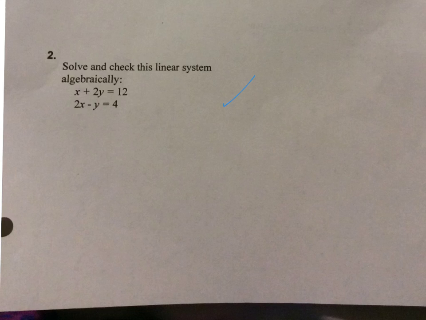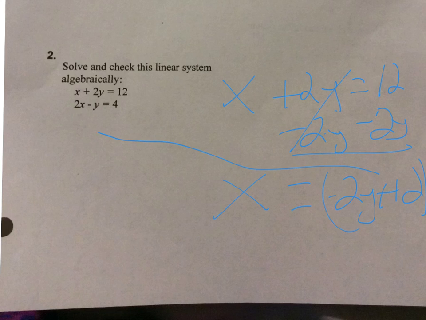So for example, I could take x plus 2y equals 12, and I could isolate x by subtracting, oops, I was supposed to subtract 2y, so let me erase that. I would subtract 2y from both sides, and then we know that x equals negative 2y plus 12, and I could substitute that in for x.